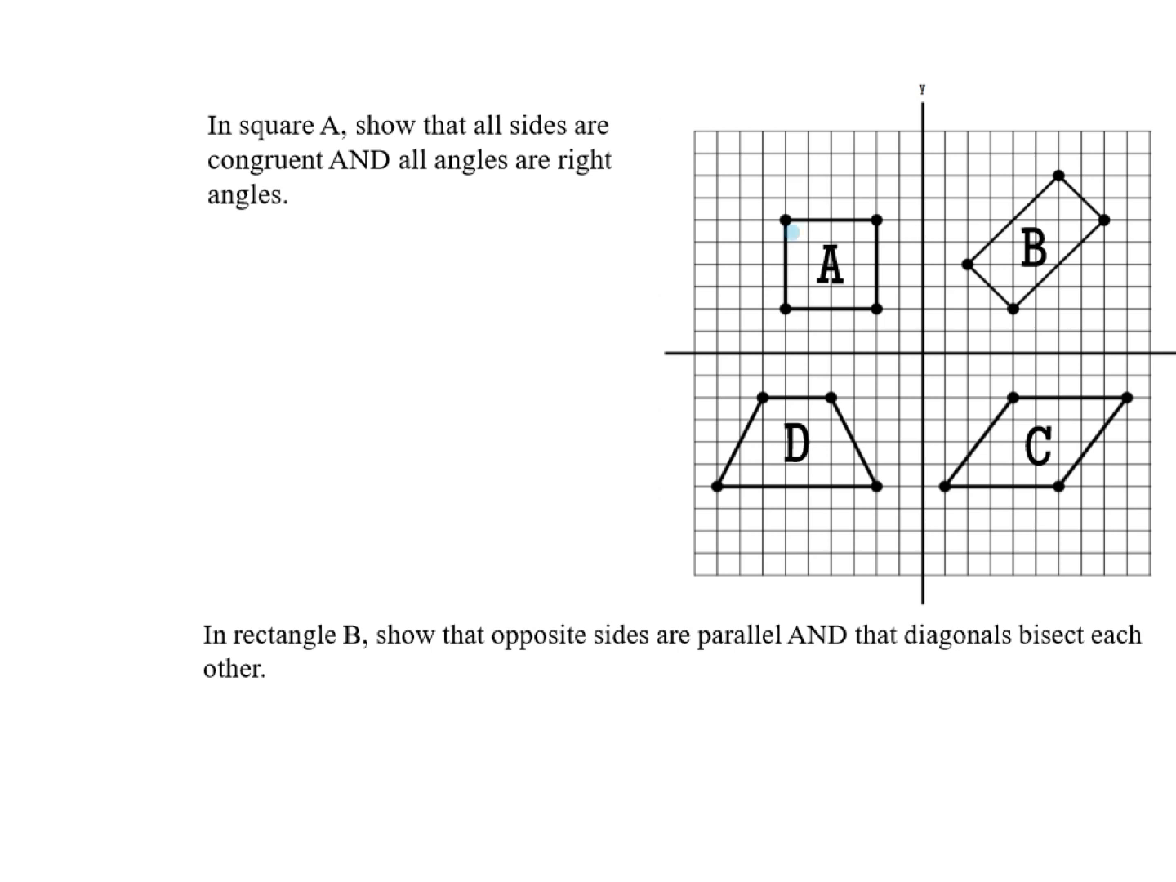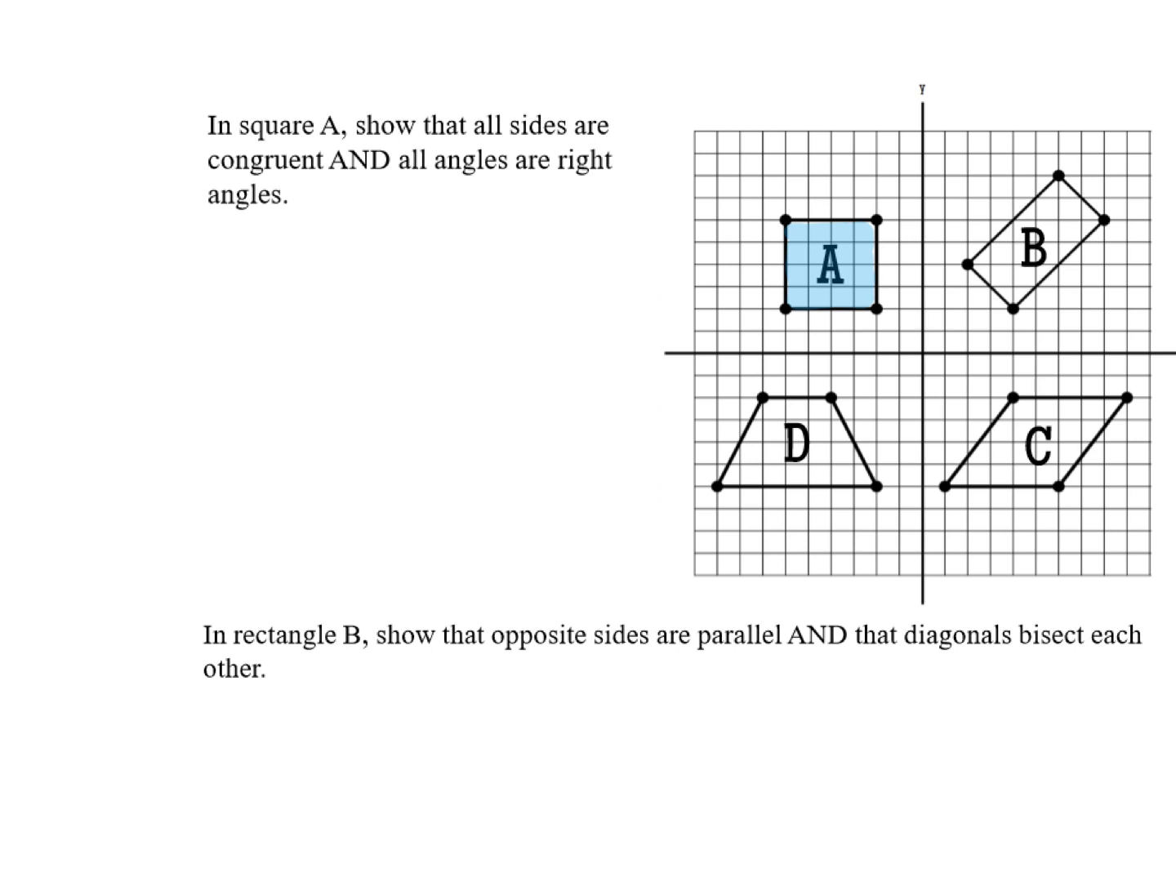In square A, here's my square A. I'm going to be nice and color it in inside the line. In square A, show that all the sides are congruent and all the angles are right angles. So how do I show that the sides are congruent? I find the distance, or how long they are, right? So how do I find out how long these sides are? Count. They're just horizontal and vertical, so I can just count, right?